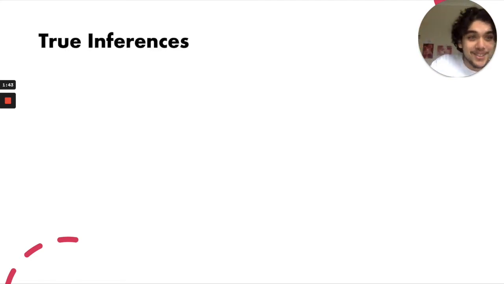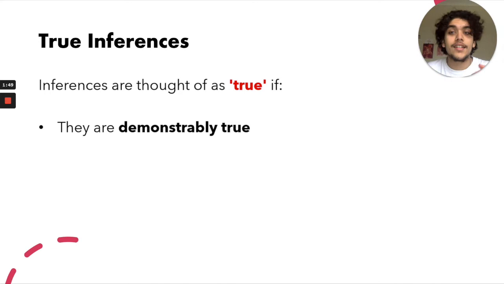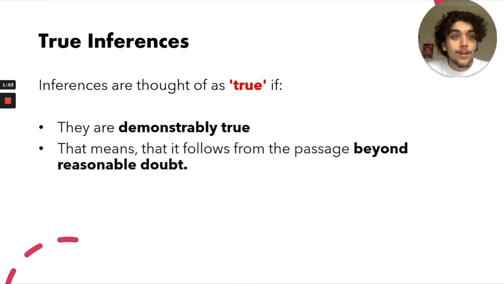So let's start with true inferences. We can think of inferences as true if they are demonstrably true. So this is the idea that they follow from the passage beyond reasonable doubt. It's true if the inference that you're given in relation to the passage follows beyond reasonable doubt. You can conclusively say, definitively say that it's true.